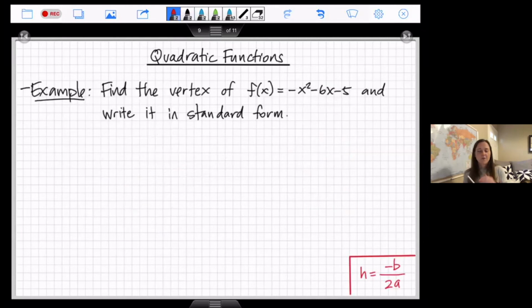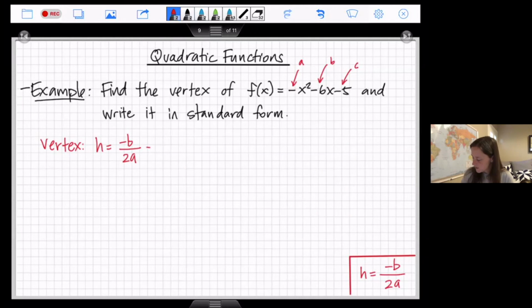All right, so I've got our little formula down there in the bottom right, h equals negative b over 2a, and we want to find the vertex of this function and then write it in standard form. So let's start off by finding the vertex. Okay, I now know how to find the x-coordinate, that h. It's going to be negative b divided by 2a. So let's go up to our quadratic function. We've got a negative 1a, a negative 6b, and a negative 5c written in general form.